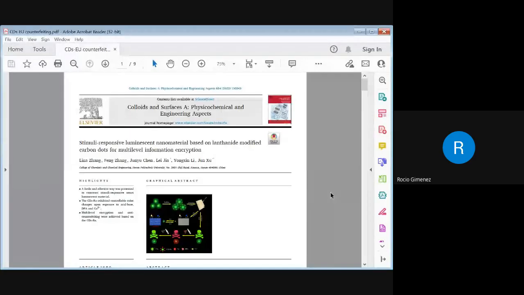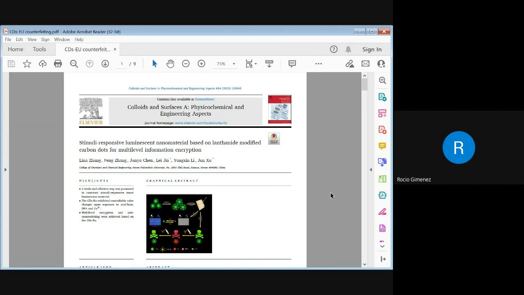Okay, so I'm going to be presenting this paper, which is a stimuli-responsive luminescent nanomaterial based on lanthanide-modified carbon dots. They are using it here for multilevel information encryption. Stimulus-responsive fluorescent materials show great potential applications in information storage, security, or anti-counterfeiting due to their controllable optical properties under external stimuli.